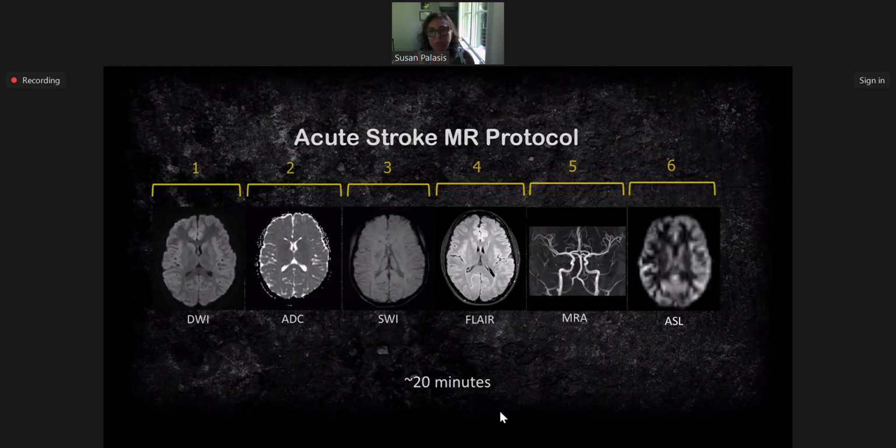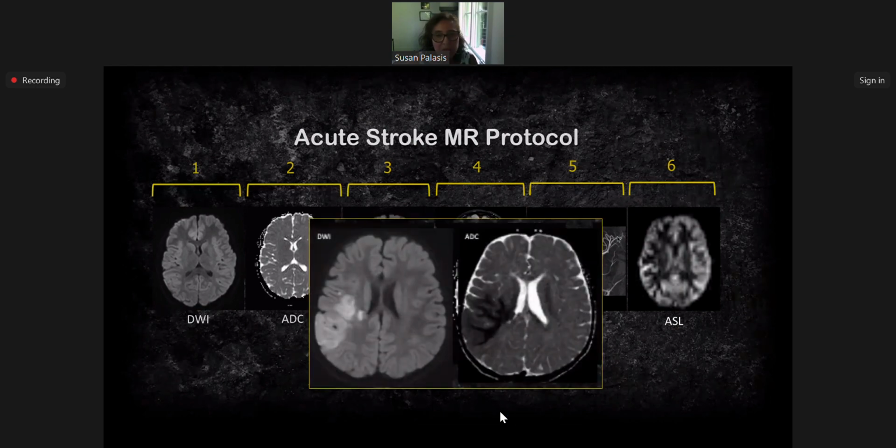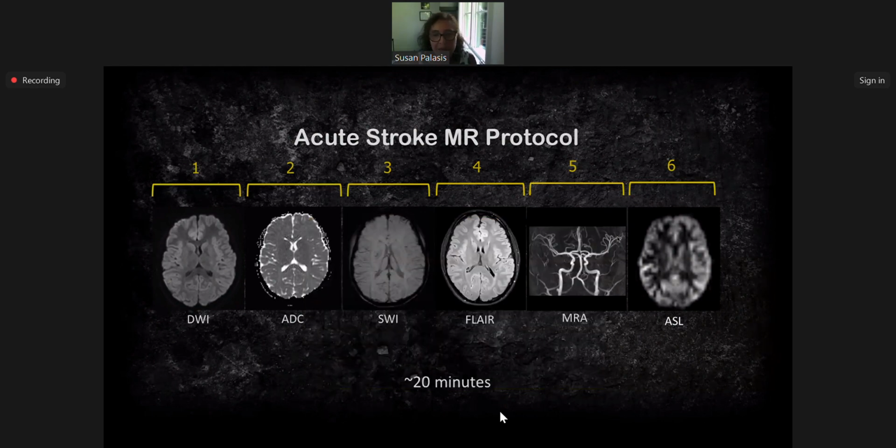So this is just an example of the acute stroke protocol that we use. I think most institutions have something similar to this. And these sequences are performed in this order. It takes us about 20 minutes, and that's because the ASL sequence that we recently tagged on at the end tends to take a little bit longer. So we start with the diffusion sequence, which can show the presence of an infarct or not right away.